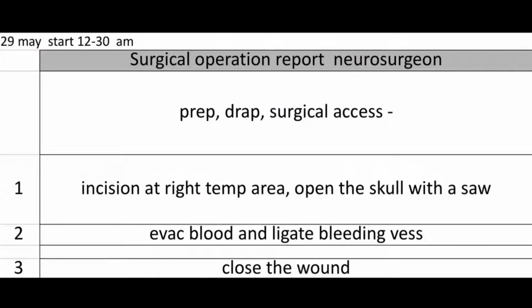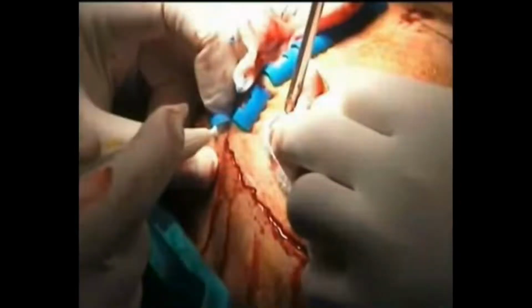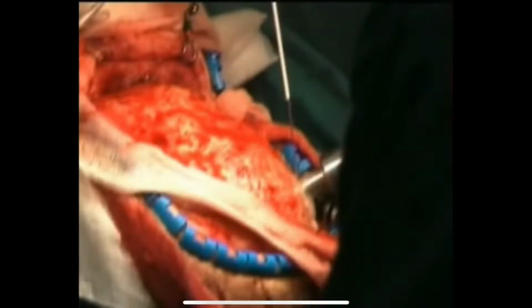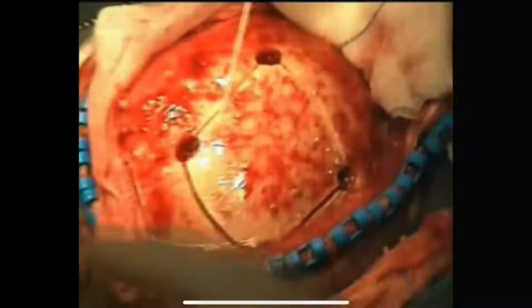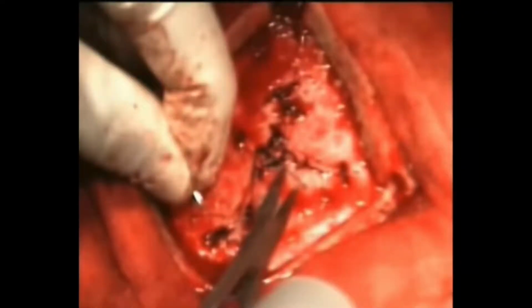For the surgical operation report, neurosurgery: firstly we prep, drape and establish surgical access, and then we will do an incision at the right temporal area, and we will open the skull with a saw, and then we will evacuate blood and ligate bleeding vessels, and then lastly we will close the wound.